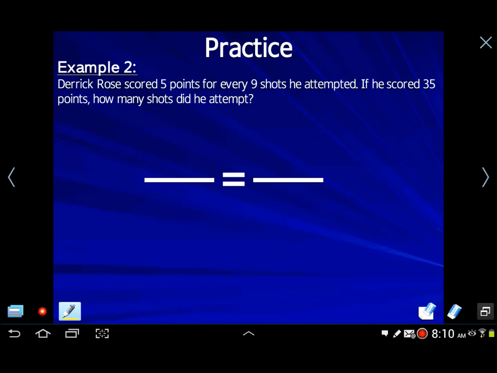Okay, here's our next example. Derek Rose scored 5 points for every 9 shots he attempted. So I'm going to go ahead and write that. 5 points. That represents the points he literally scored. 9 is going to go in the denominator. That represents how many shots he took, how many tries, how many attempts. If he scored 35 points, how many shots did he attempt?